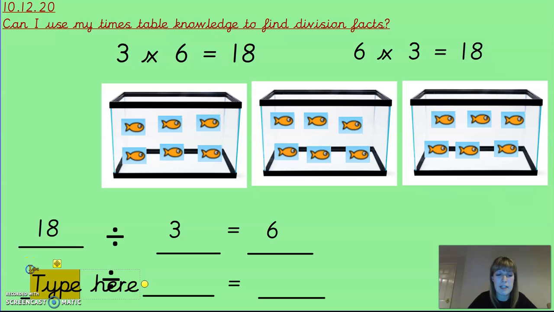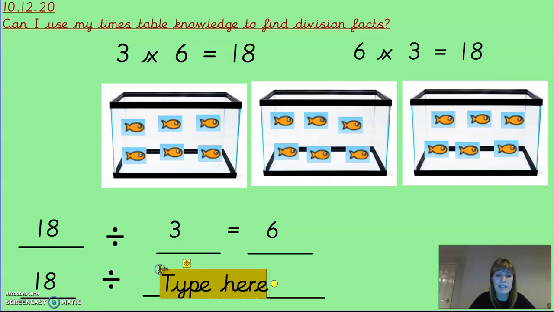When I'm dividing, my biggest number does always go first. So 18 divided by, now I've already got divided by 3, so the other number I do have is 6. And that will equal 3.